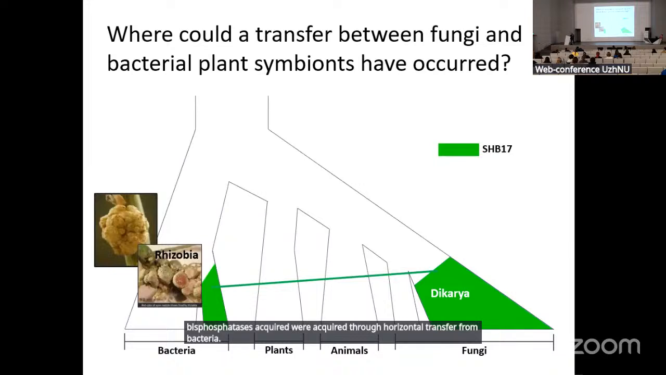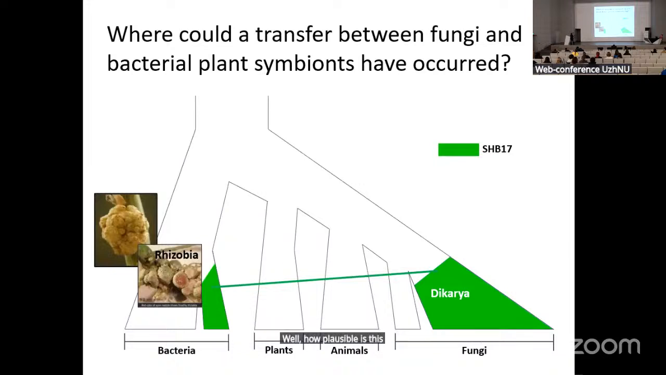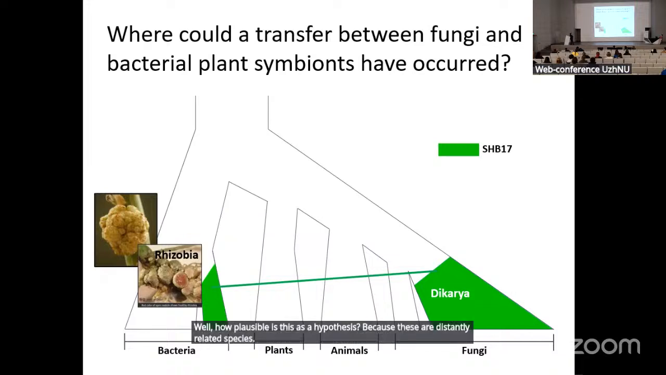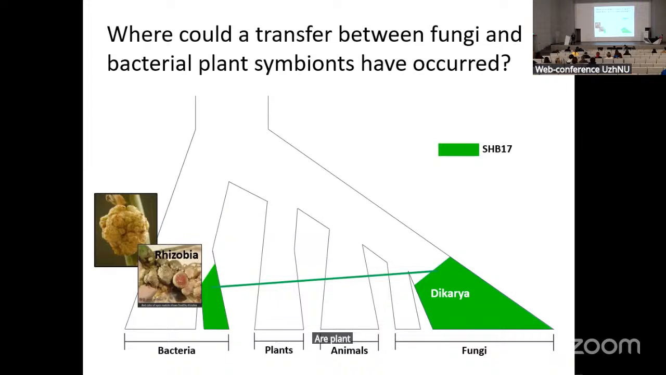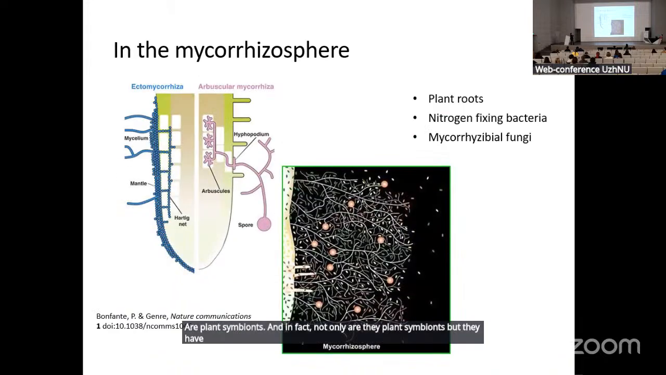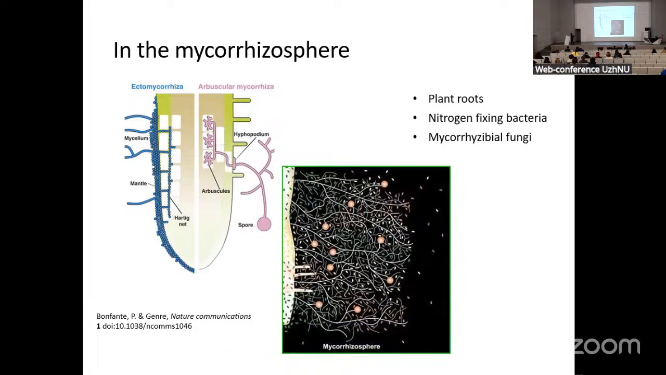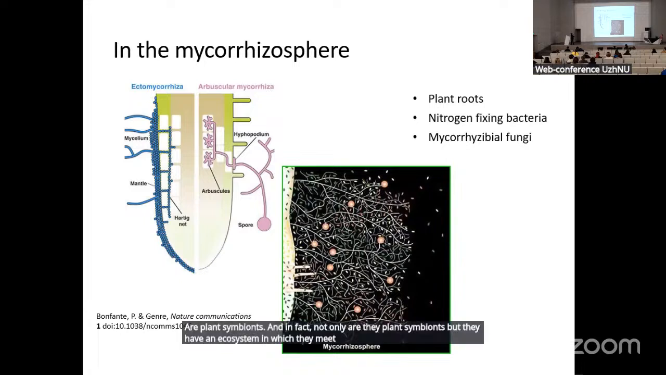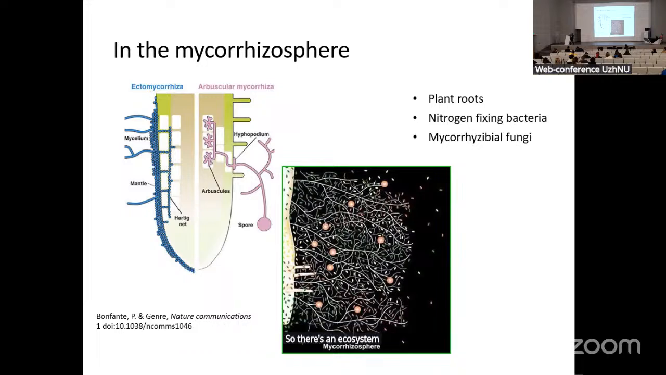Well, how plausible is this as a hypothesis? Because these are distantly related species. Well, we note that many of the bacteria that have this are plant symbionts. And in fact, not only are they plant symbionts, but they have an ecosystem in which they meet. So here are the nodules that would have the bacteria in this cartoon that perform nitrogen fixation. So there's an ecosystem in which you have close proximity.